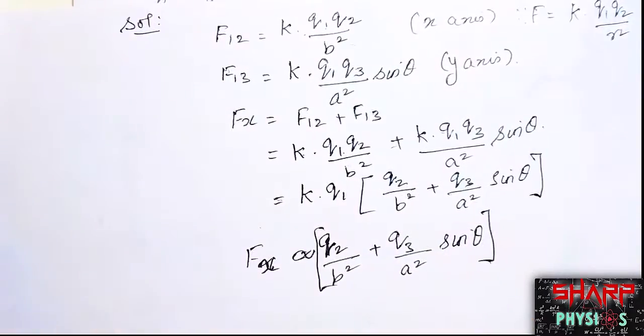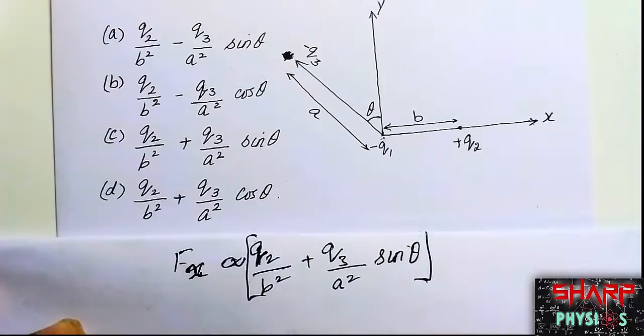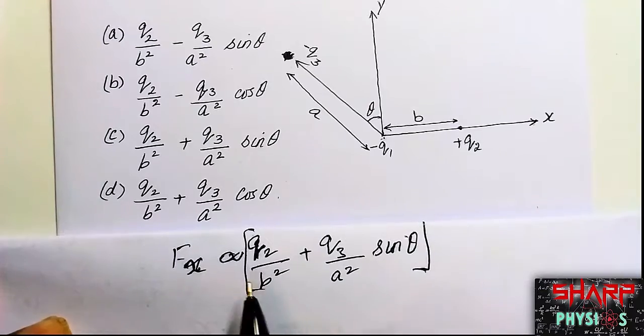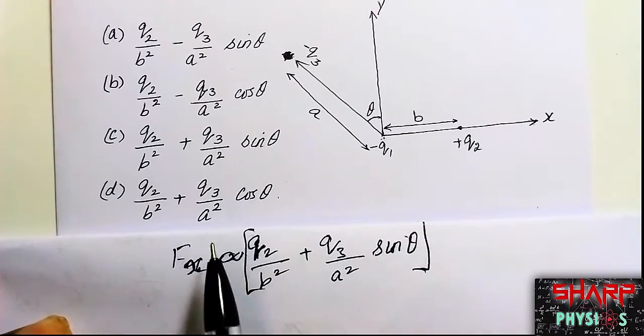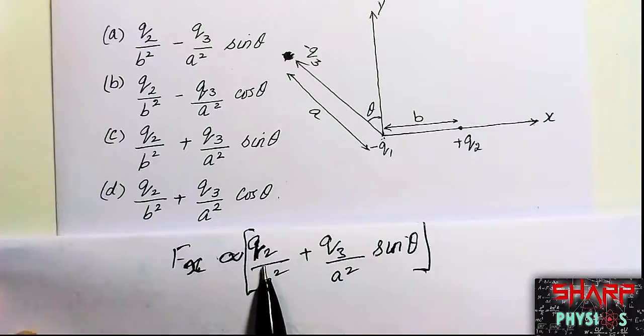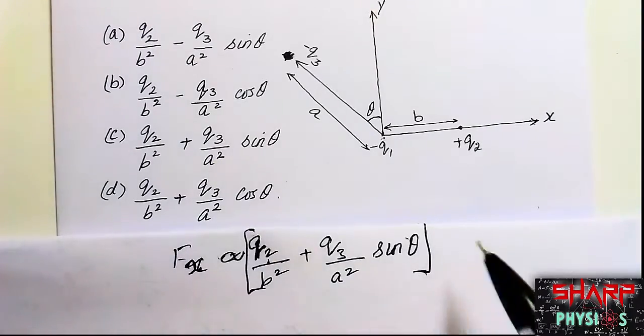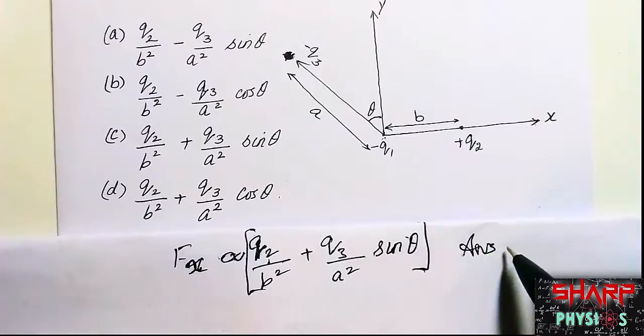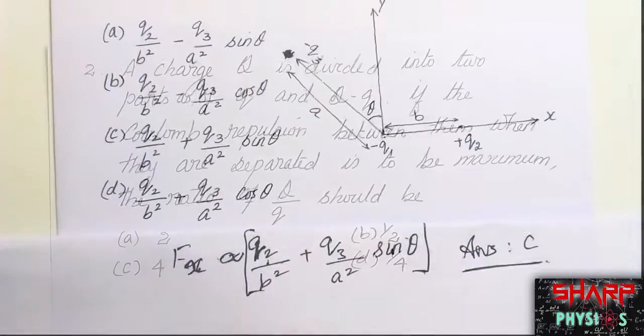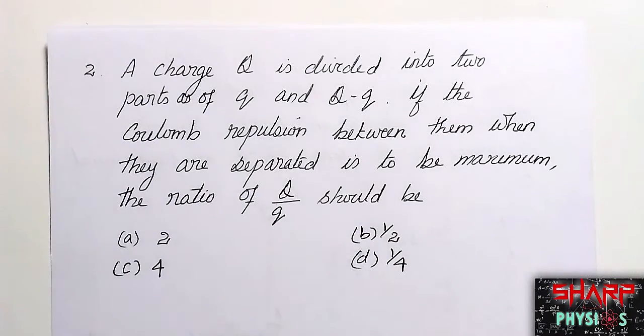So when you see the options of our question, we can see that Q2 by b square plus Q3 divided by a square sin theta is nothing but option C. So the answer is C. So let's go for the second problem.